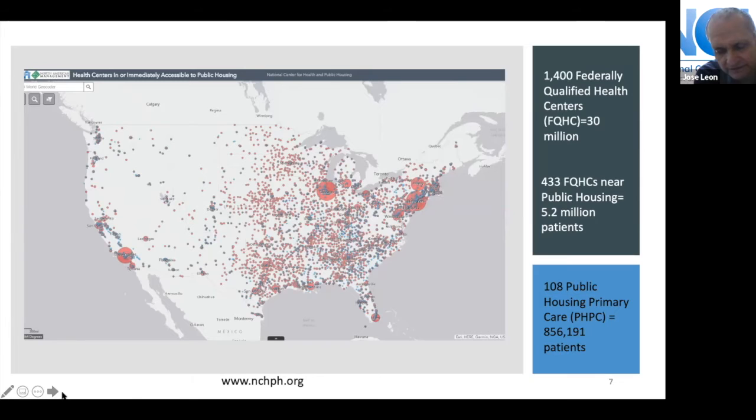This is just a quick reminder of the National Center for Health and Public Housing and the health centers located in or immediately accessible to public housing. There are 433 health centers located near or immediately accessible to public housing, and in 2019, they served over 5 million patients. Out of the 433, 108 public housing health centers are public housing primary care grantees, which means they receive funding from HRSA to provide services to public housing residents. In 2019, they served almost 860,000 patients.